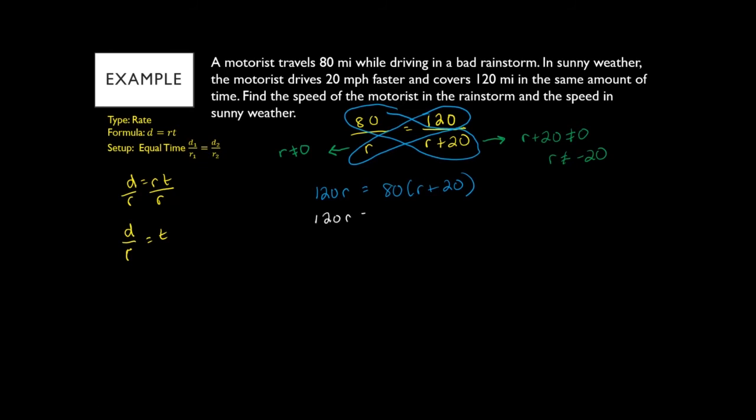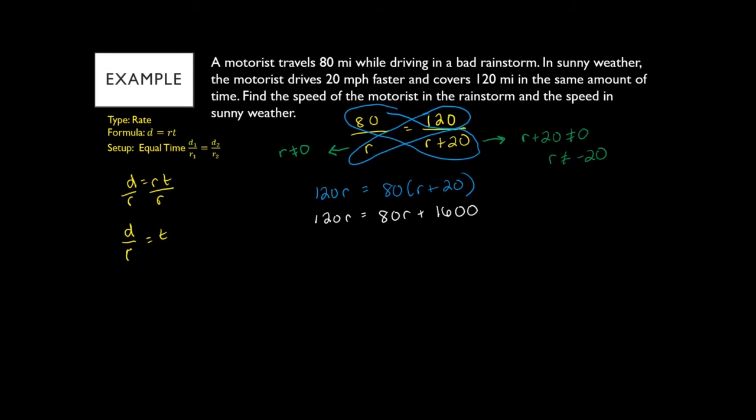So I'm going to distribute on the right. So 80 times R, and then 80 times 20 should give me 1600. I did it on my calculator just to double check my math. We get 1600.